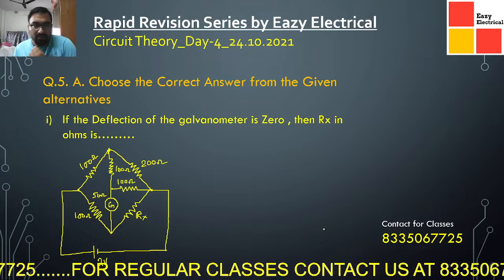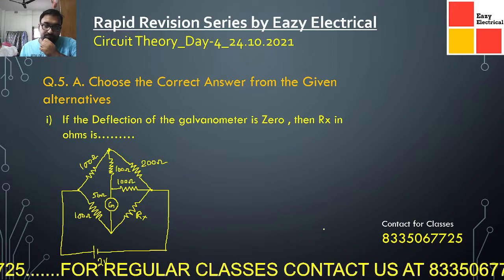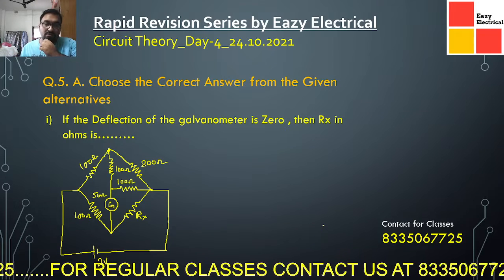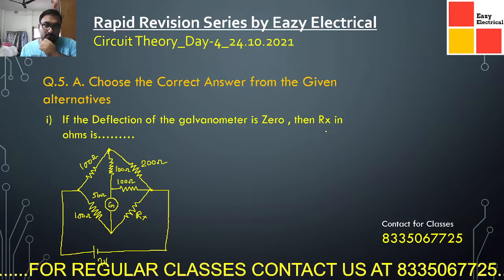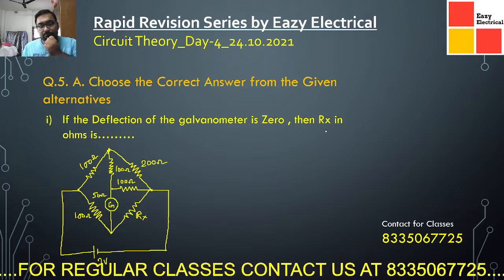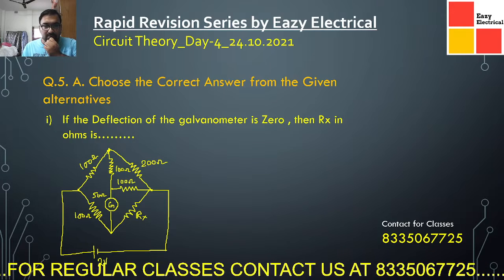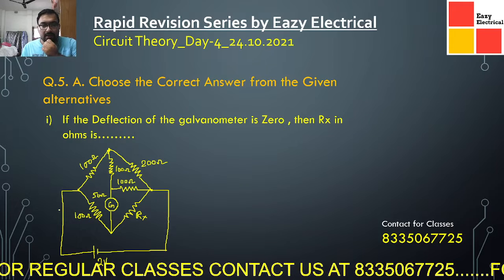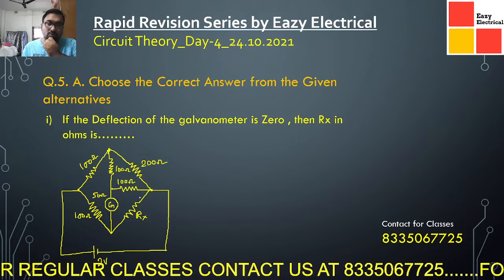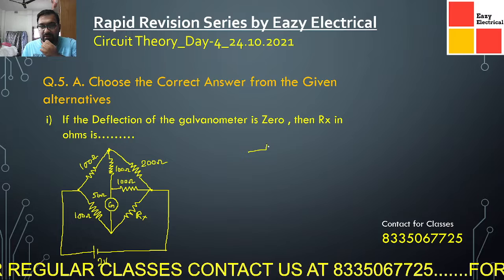If the deflection of the galvanometer is 0, then determine Rx. What is Rx? We need to determine. See here, they are saying that deflection is 0. That means no current is flowing in this direction. If no current is flowing in this direction, we can say here the circuit can be written like this.